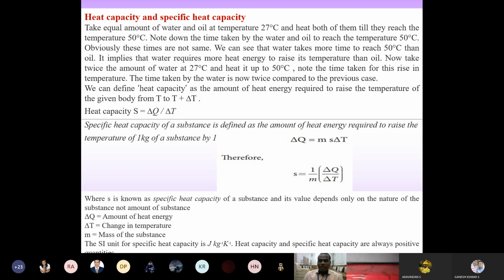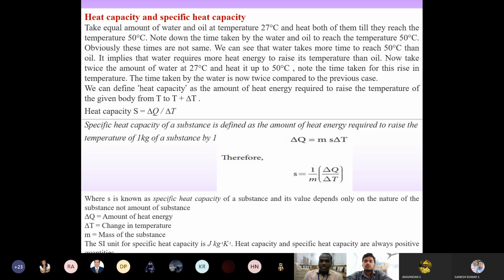We have the formula: heat capacity S is equal to delta Q by delta T. Q is heat energy and T is temperature, so delta Q is the change in heat energy and delta T is the change in temperature. So the heat capacity formula is S equals delta Q by delta T. Then we can also have specific heat capacity. Each and every property will have a specific version. If volume is there, we can have specific volume. If density is there, we can have specific density.